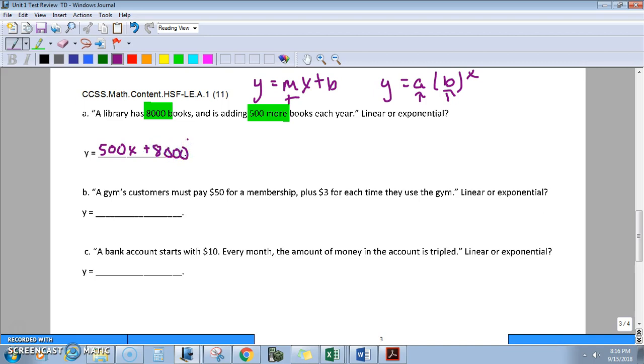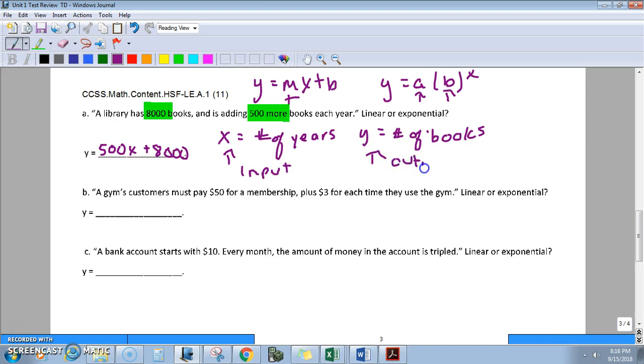And let's practice something, you guys. We need to start defining our variables. So x is the number of years. Okay, and we always like to write it as a number of whatever. And y is the number of books. Number of years, number of books, right? We put in 10 years, we get a certain number of books back, right? X is our input, y is our output.